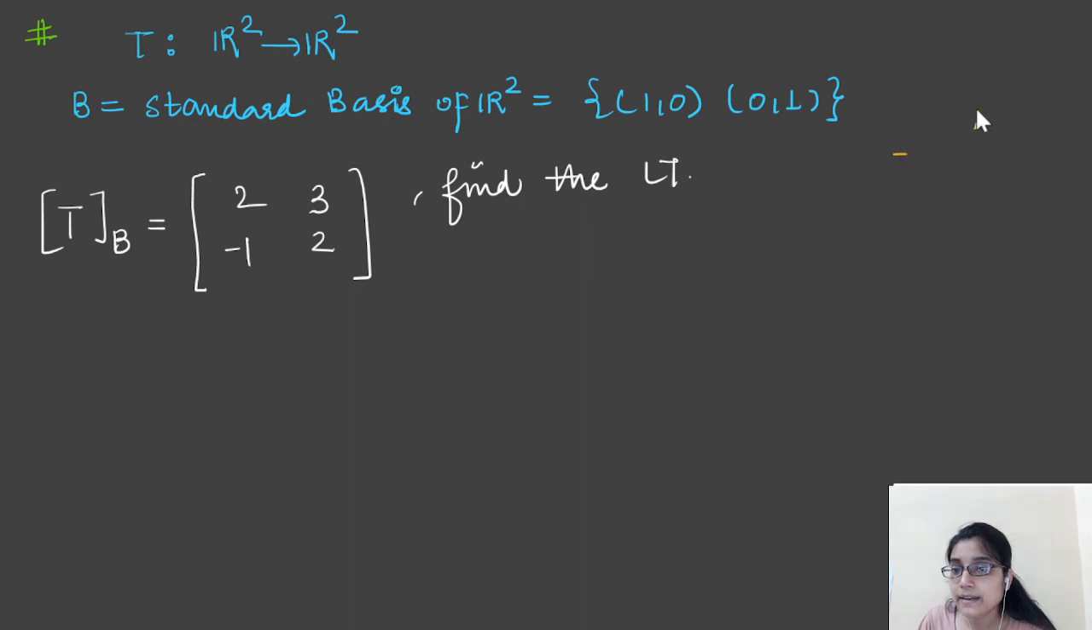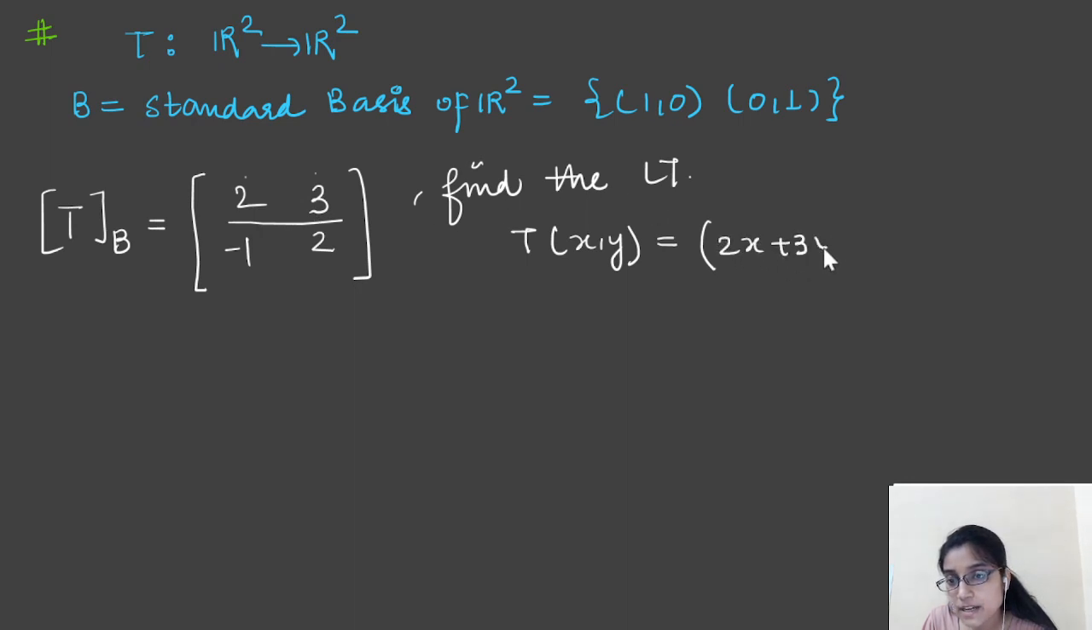What is that? I told you that the first row will give you the first component. So don't you think so? T of x comma y, we will write down y because it is from R2. So the first row will give you the first component, right? And this was the coefficient of x, this was the coefficient of y. So we are getting 2x plus 3y.